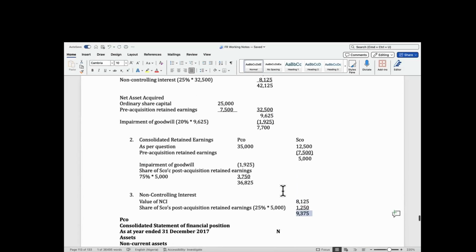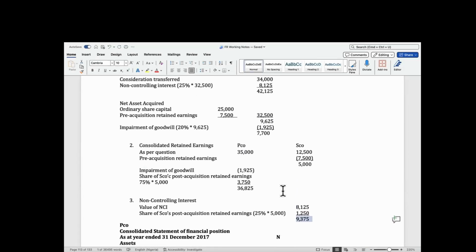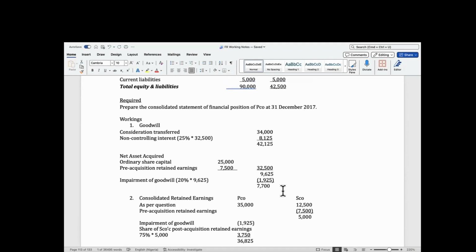Then something came to my mind. Talking of goodwill, who owns the goodwill? The parent? Who owns the goodwill? Because I have three parties here. The parent and the NCI. Okay, good response. So the reality is this. How do I want to do it? How can I demonstrate it?